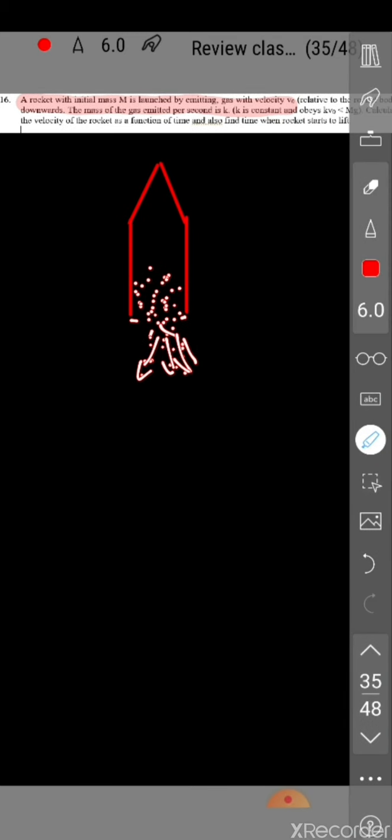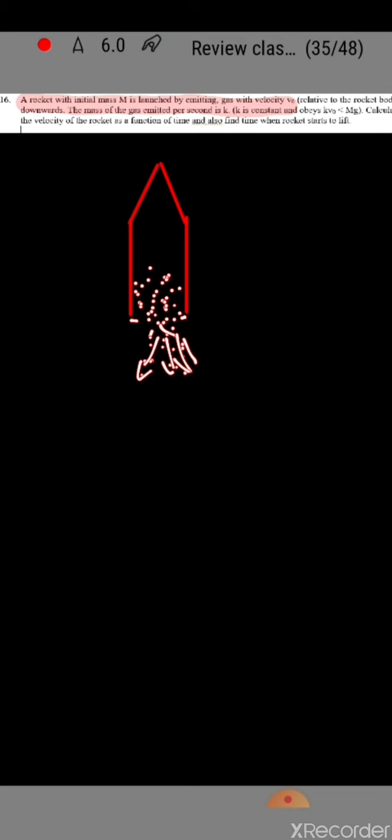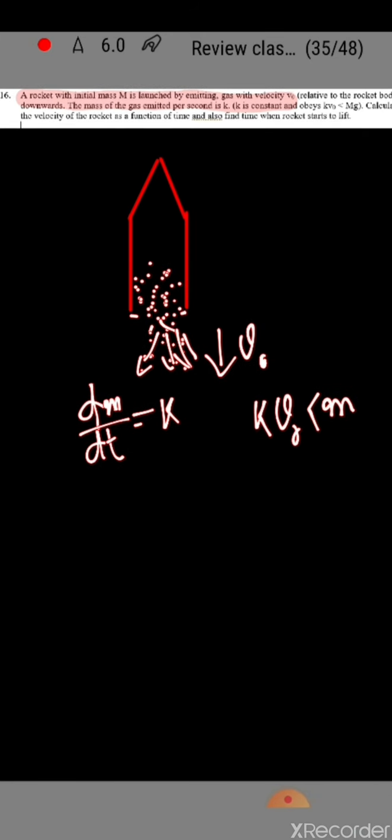We'll calculate those things. So what are the things given? First thing is that the gas is emitted at the rate of k per second. So dm by dt is given as k. And this is coming with a relative velocity of v0. Second, another relation is that k v0 is less than mg. What does it mean? We'll check.